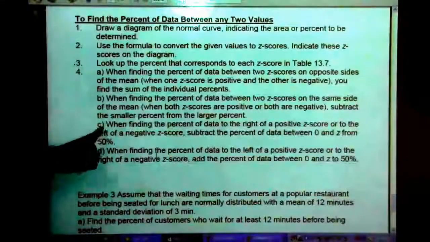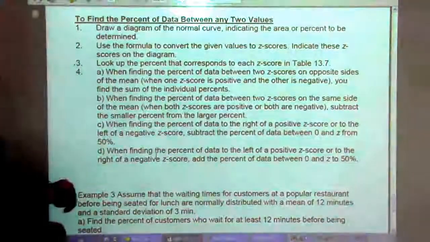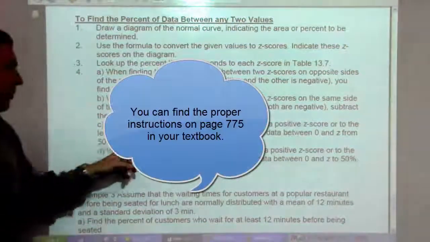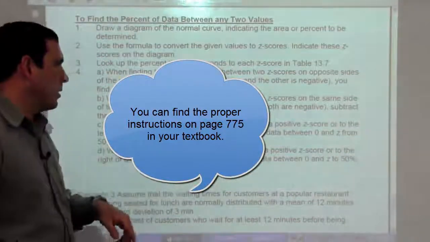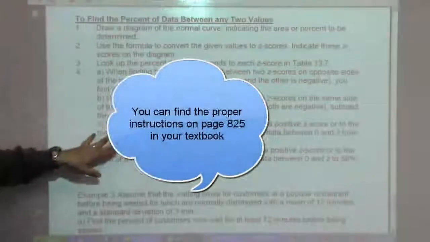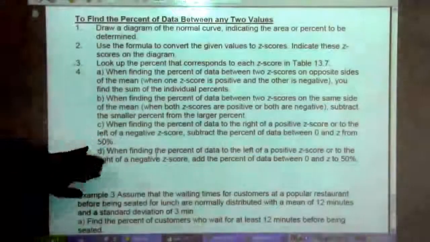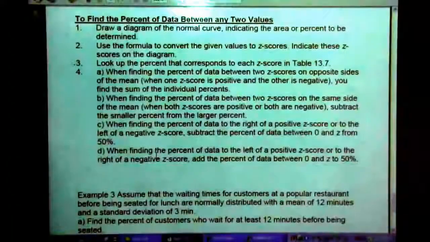We're just doing subtraction. When finding the percent of data to the right of a positive z-score or to the left of a negative, subtract the percent between 0 and z from 50%. The way these tables are working out, though, actually I think that instruction's wrong. I feel like we've been doing it differently. Okay, so let's go ahead and do this last example.